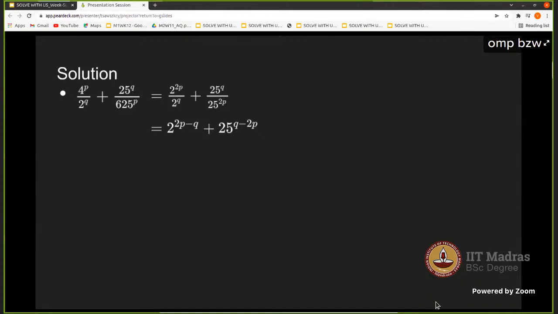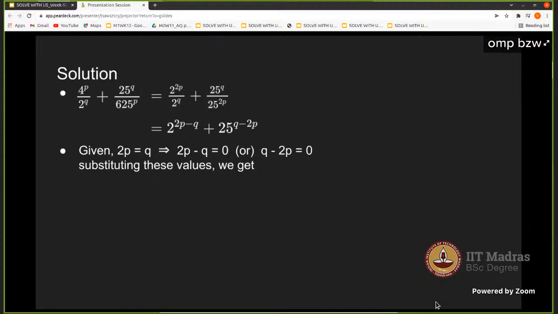Now if it is a to the power p by a to the power q, we know that it will convert to a to the power p minus q. The same thing happened here. I can write the first term as 2 power 2p minus q and the second term as 25 to the power q minus 2p. Right? These are some properties of exponents. So a to the power x by a to the power y, I can write as a to the power x minus y.